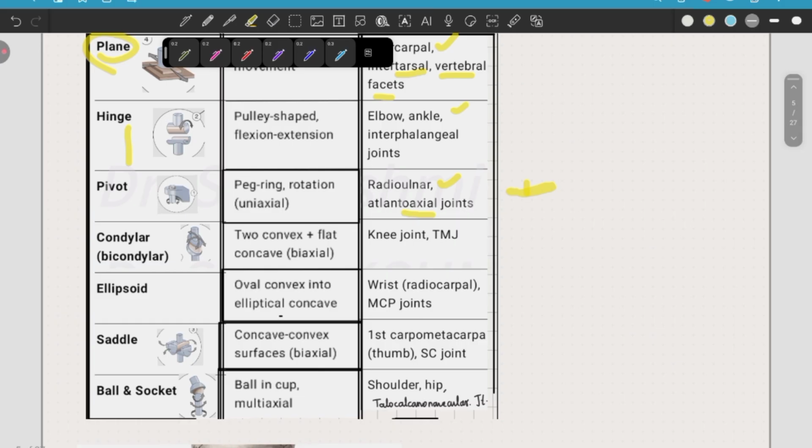Next, coming to the condylar joint, it has condyles. Where are the condyles present? Condyles are present in the knee joint and TMJ joint. Next, ellipsoid is in the wrist joint and MCP joints.